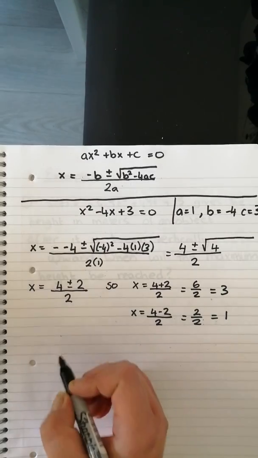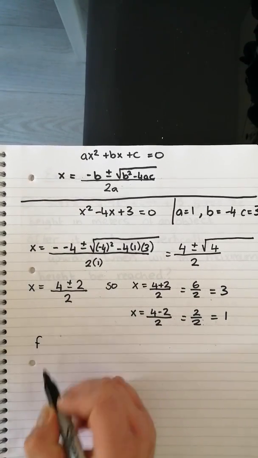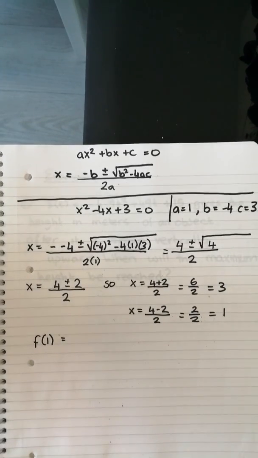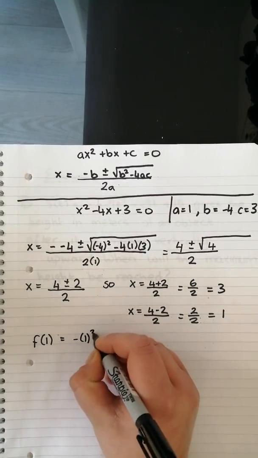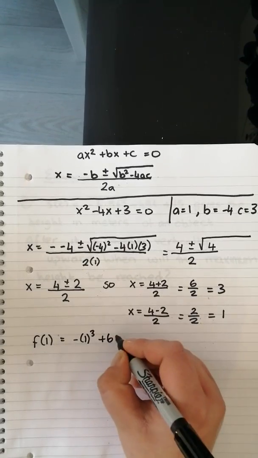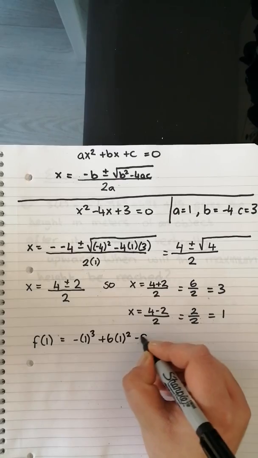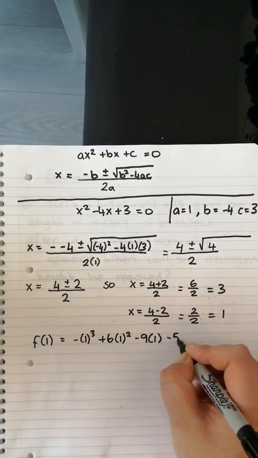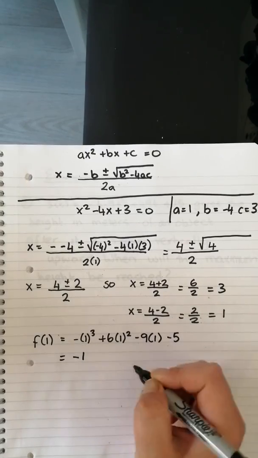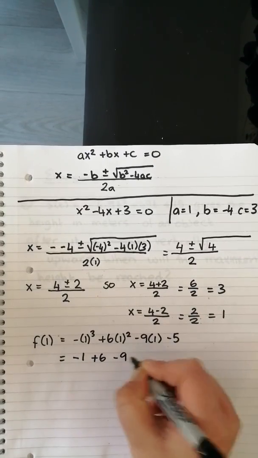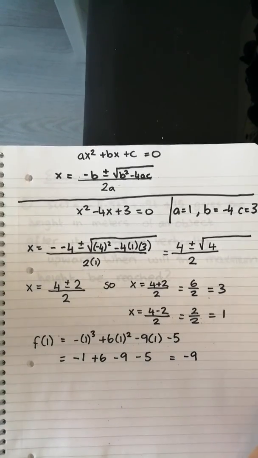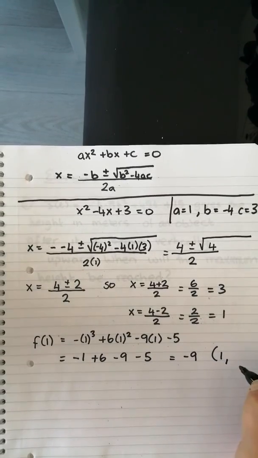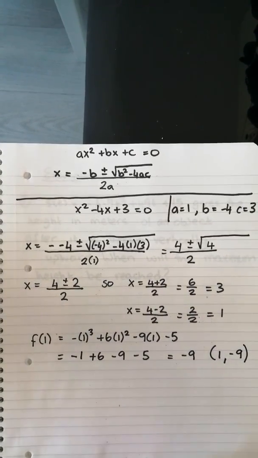So now let's find our corresponding y values. So go back and find f of 1. Okay, so we go back to our function f of x, and in particular that's minus x cubed plus 6 times x squared minus 9 times 1 minus 5. That's minus 1 plus 6 minus 9 minus 5, which is equal to minus 9. So we have our first turning point, which is (1, minus 9).